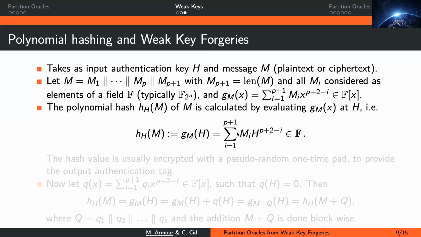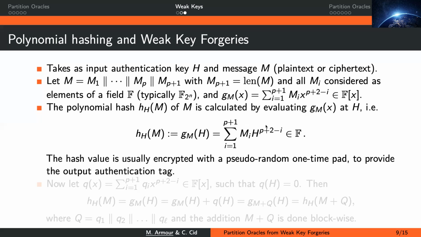So then to obtain the polynomial hash of a message, you evaluate this polynomial at H, so at the hashing key. Okay, and that's written out here, and that will give you an element of the field. And the hash value is usually encrypted with a pseudo-random one-time pad to provide the output authentication tag. So the idea behind weak key forgeries is just that we have a polynomial. If you add on something that is zero valued, you don't change the value of the hash.